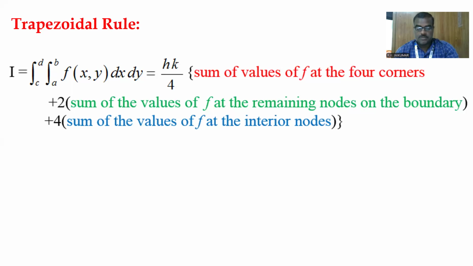So for this, we need the values of h and k. h is nothing but based on the lower and upper limit values of x. So h can be evaluated as the upper limit of x minus the lower limit of x, divided by the number of ordinates. Similarly, we can easily find the value of k by substituting the upper and lower limit values of y: the upper limit of y minus the lower limit of y divided by the number of ordinates, that is d minus c by n.